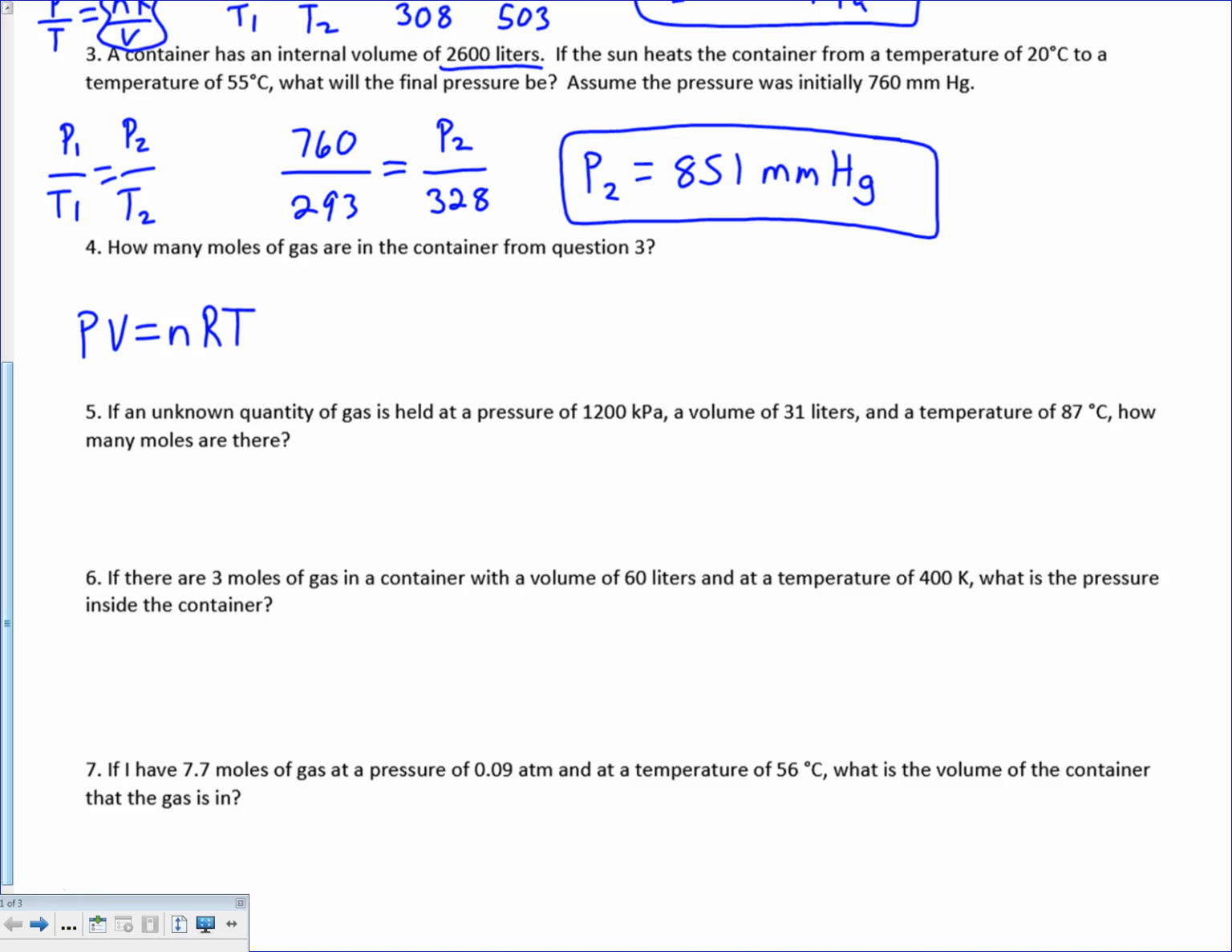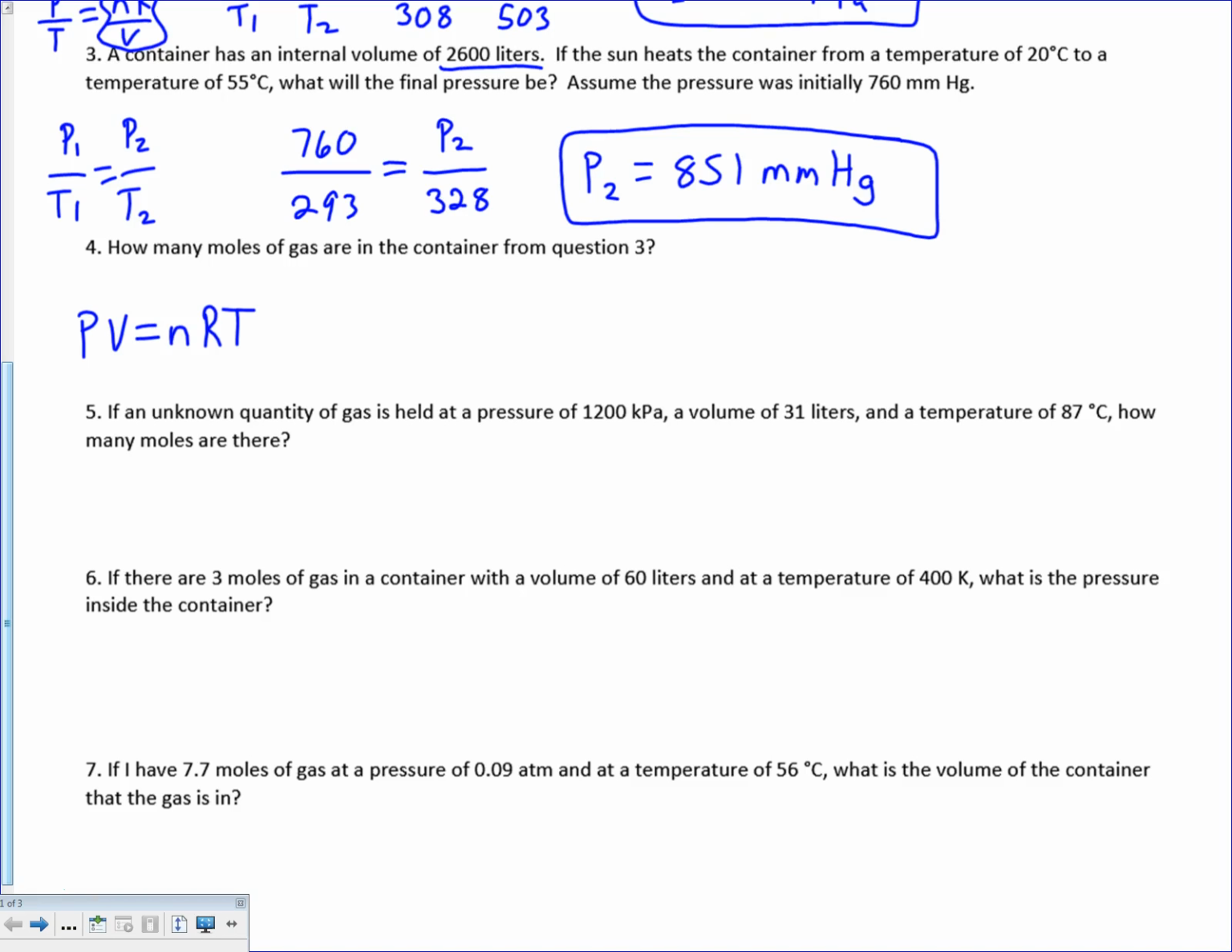What we're looking for is n. We have everything else. Now, you might be asking, which pressure and which temperature do we use here, since we had two of them? I would suggest using the initial ones. You could use either one. It'll give you the same answer. But there are two advantages to using the initial one.